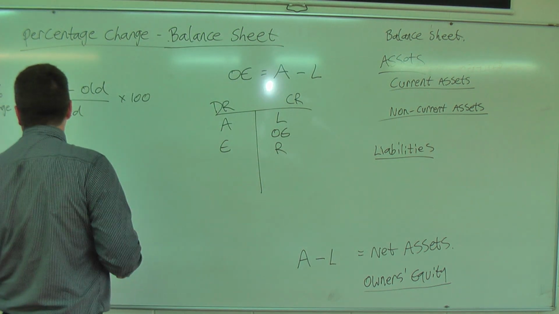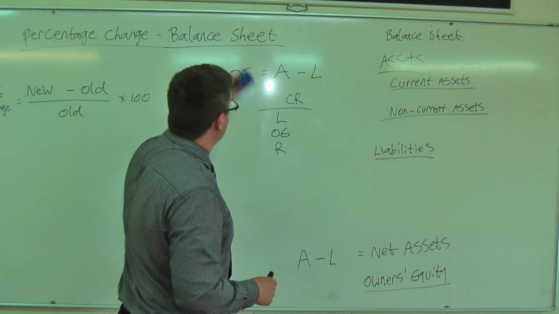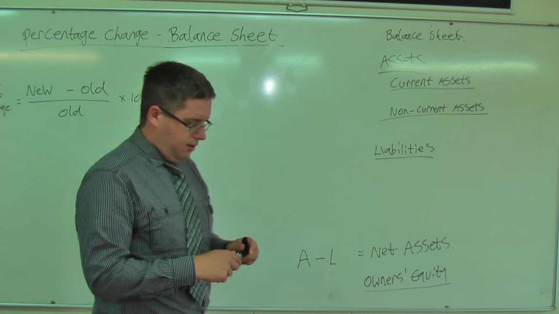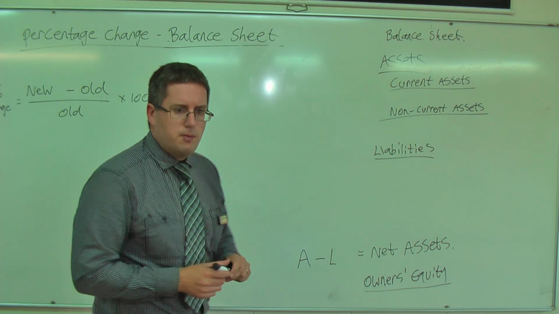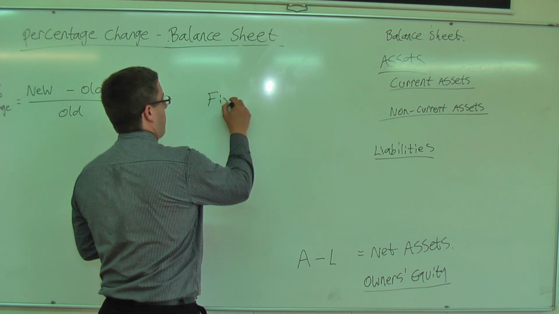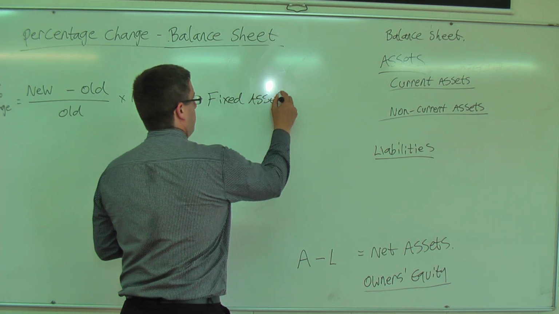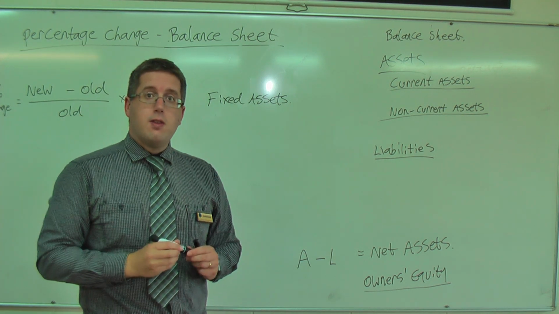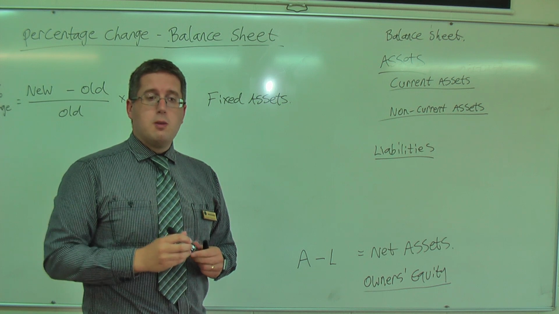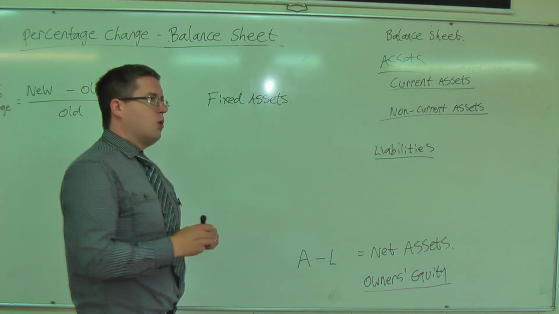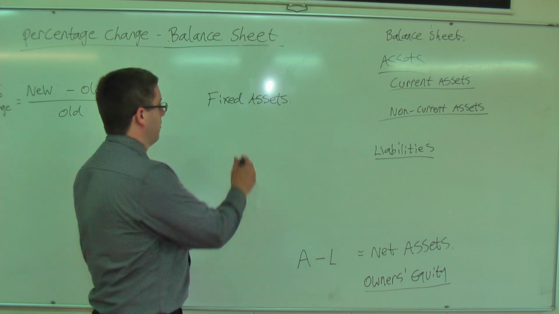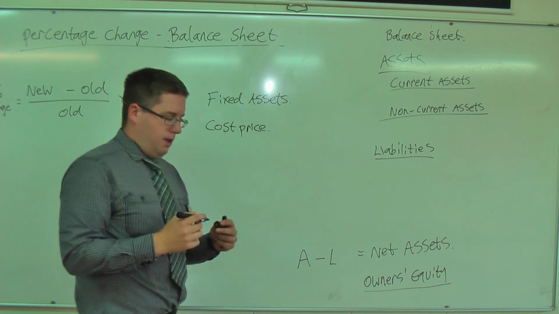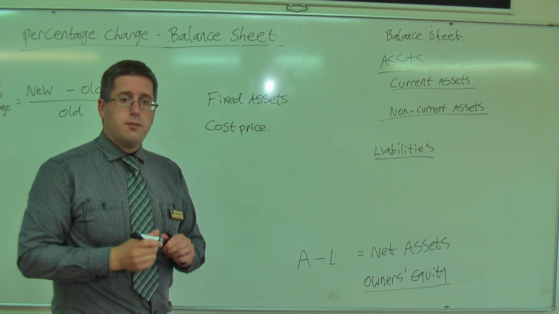An important thing when we start to look at fixed assets is that there's this little thing called depreciation. So when we have our fixed assets, these are our physical assets that we keep, that we use in our business. So we record them, and this is the debit side, as the cost price. So that's how much it cost to buy them originally.